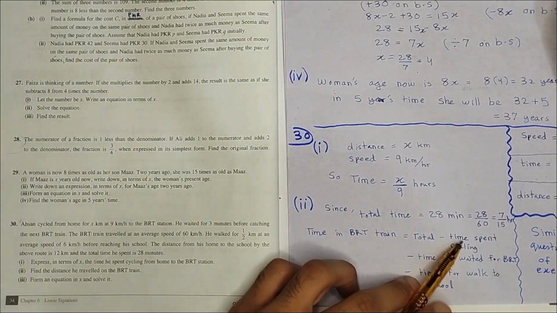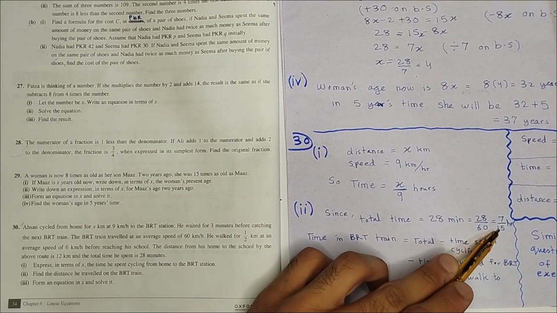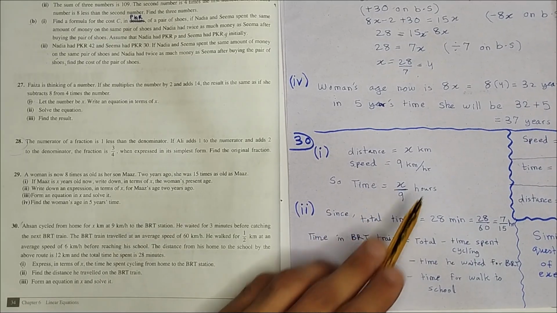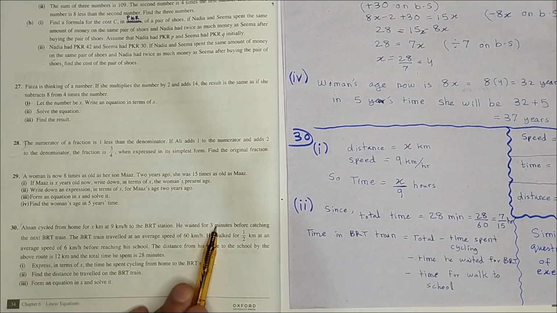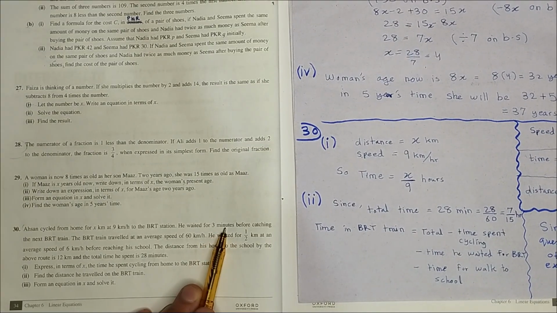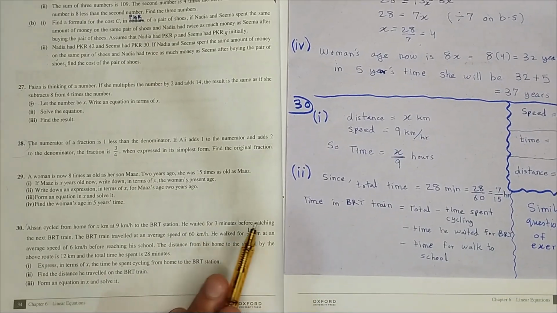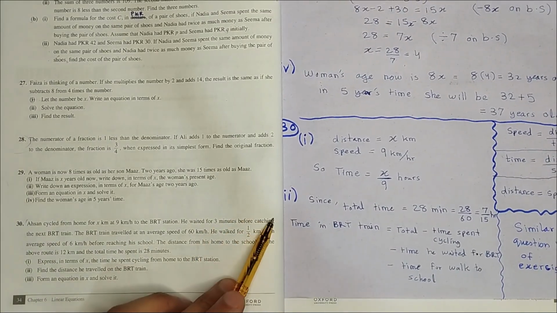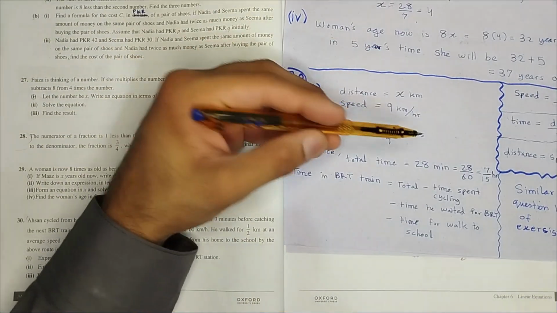The time he spent cycling, we just found that in the first part. We know the total is equal to 7 by 15 hours. We know that the time he spent cycling is x by 9 hours. We know that the time he waited for the BRT train is 3 minutes. We're going to convert the 3 minutes into hours because meters can only interact with meters and centimeters will only interact with centimeters, and minutes will interact with minutes and hours will interact with hours. That's why we need to make sure that we're talking about the same unit here.